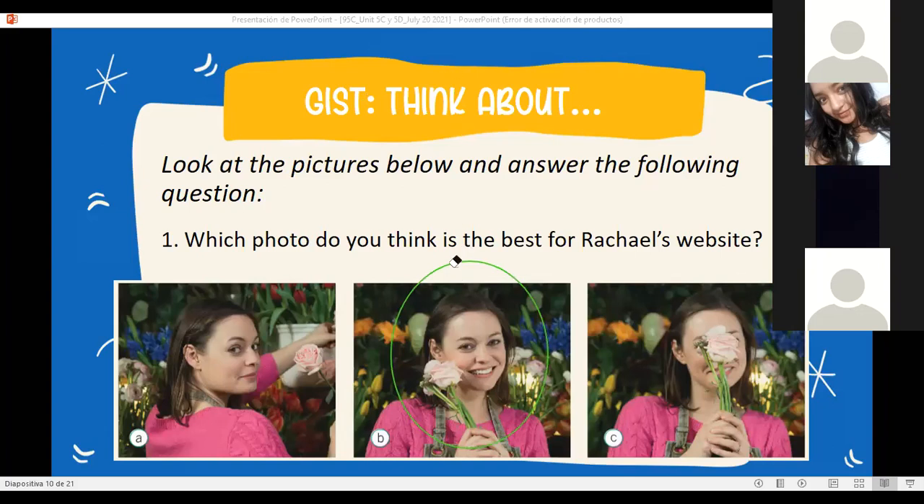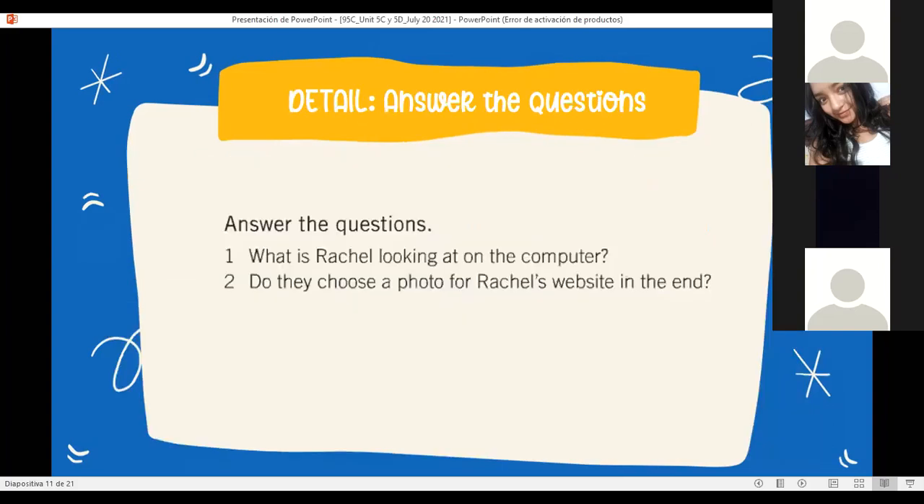Now, we're going to watch the second part of the video, guys. Pay attention to the video because you're going to help me answer these 2 questions. What is Rachel looking at on the computer? And do they choose a photo for Rachel's website in the end? So pay attention if they choose or they didn't choose any photo.